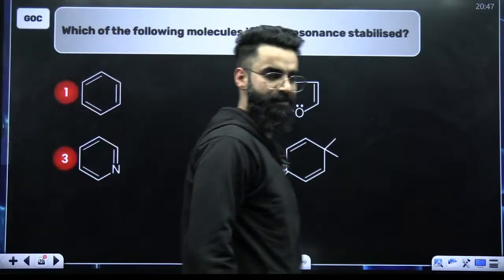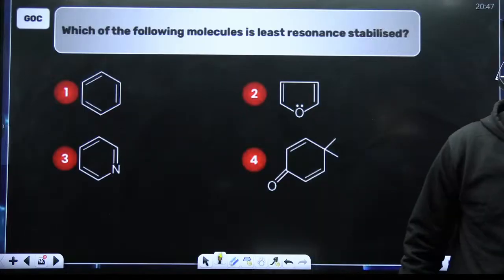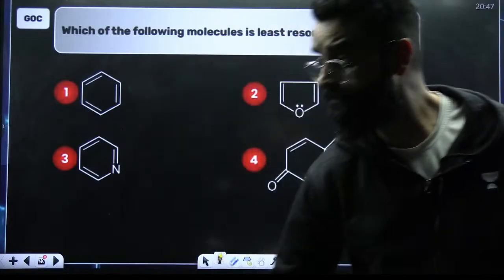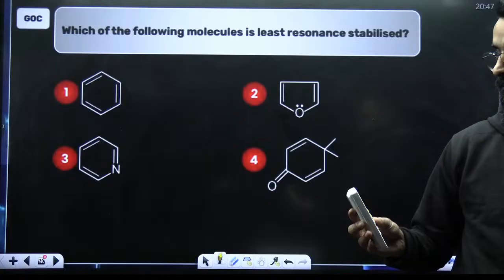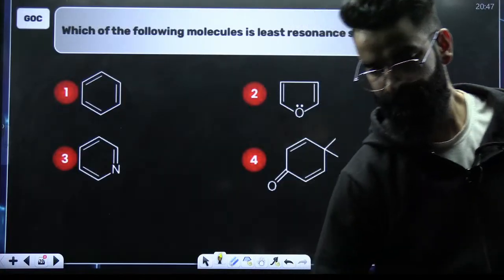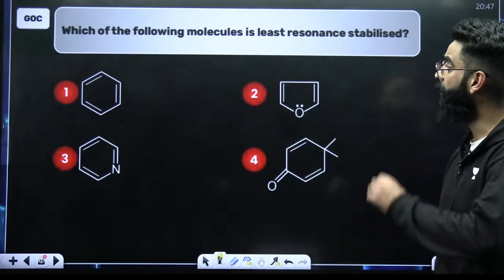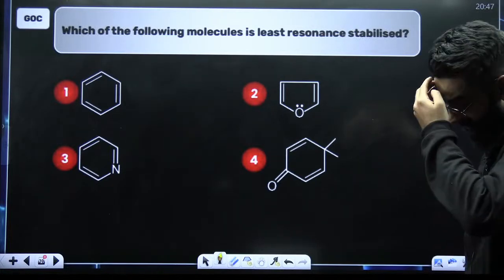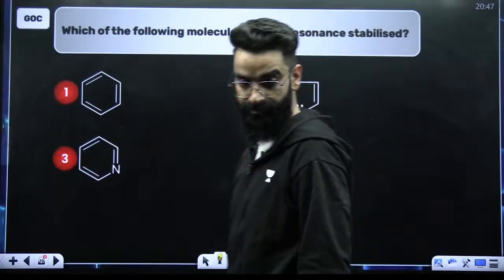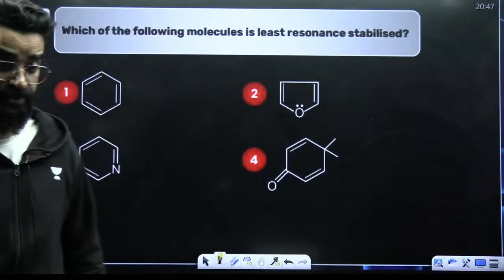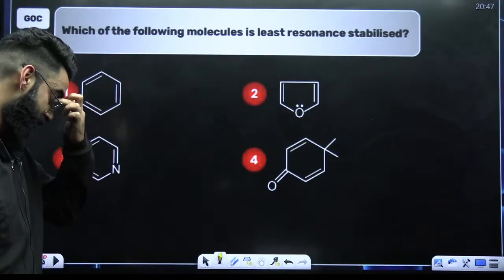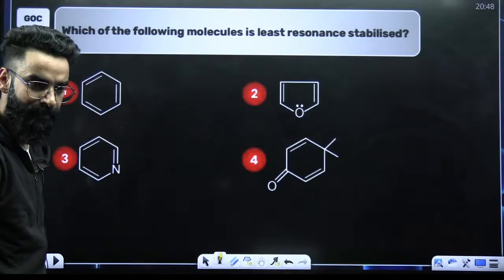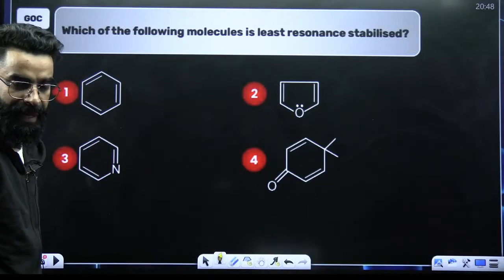What do you think about this one? Which of the following molecules is the least resonance stabilized? Least resonance stabilized. What do you think? This is again one simple question and you should be able to solve this question too. Quick, guys. Be quick.